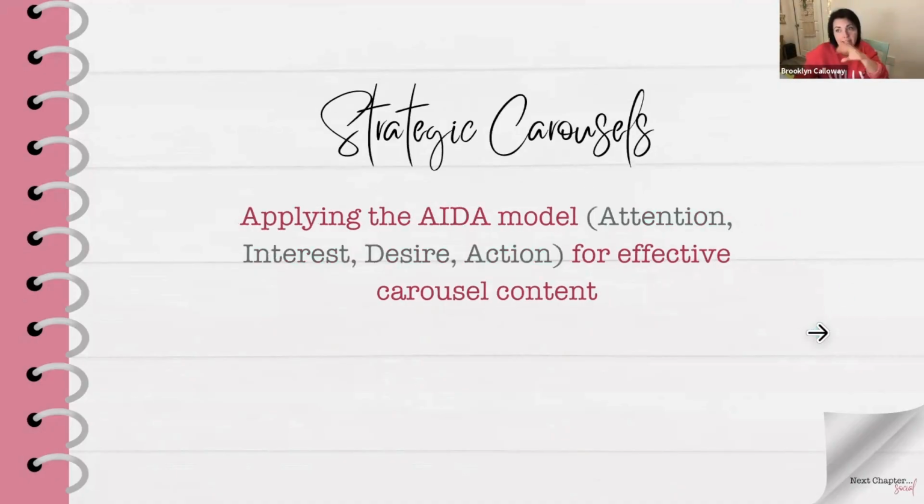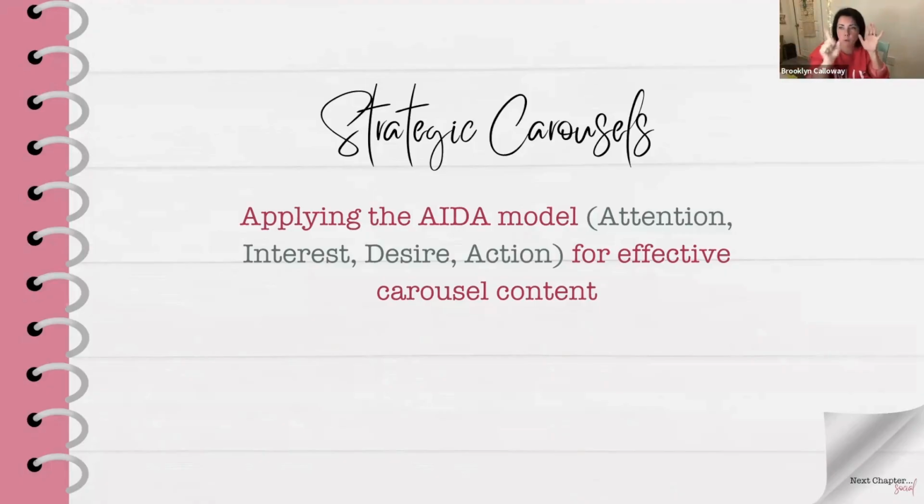That has to do with auditing the content on your feed, which is what we're talking about. So strategic carousels apply the AIDA model. What that means is your first page, the cover photo, gets their attention. That's called a hook. The next one piques their interest. And then the third one talks about what they're desiring: you want help with this? Do this. And then action is the "do this."